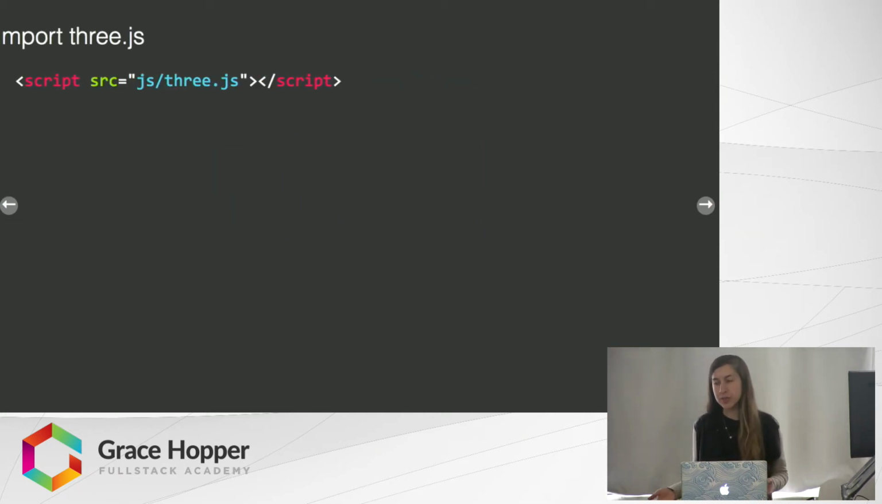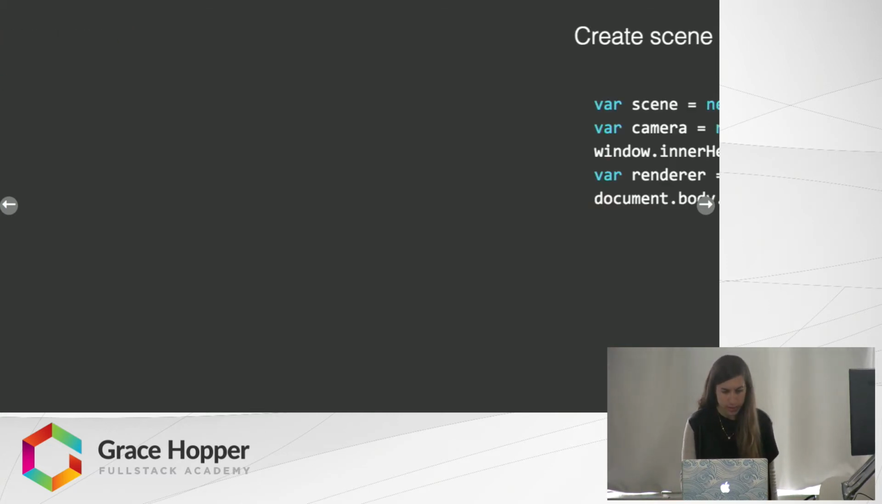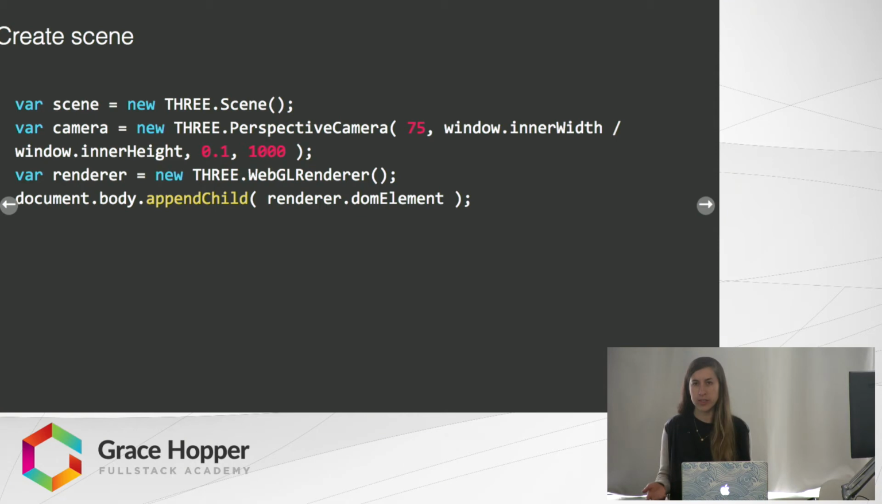So now let's look at some code. First of all, we need to import the Three.js library. So very straightforward. And now we can already start coding with JavaScript. As I showed before, we need to create our scene. So we use the Three.js constructor functions. We have a scene, and we have our camera, and we have a renderer. And we want to attach the renderer to the DOM, so we can actually see our scene on our website.